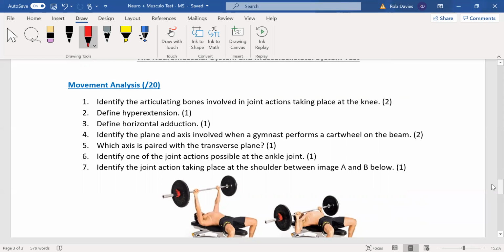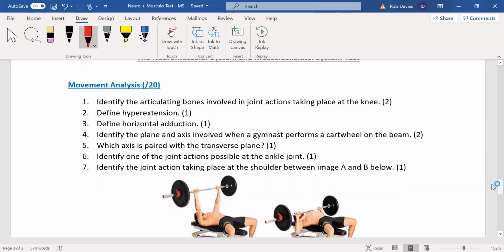Number four, the planar axis involved when a gymnast performs a cartwheel. So think of the direction of the movement. Direction of the movement sideways. Sideways is the second of the pairs in the rhyme. So silly teachers force students. So the F, frontal plane, S, sagittal axes.